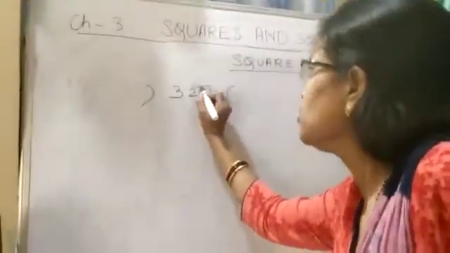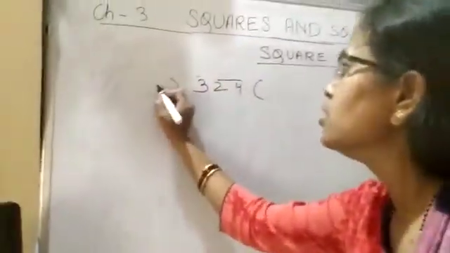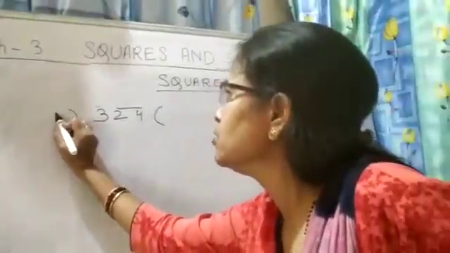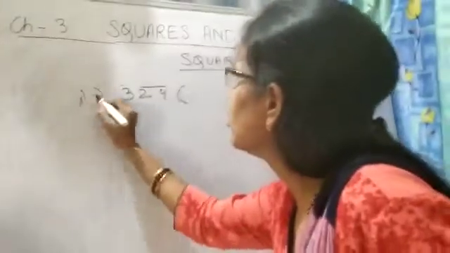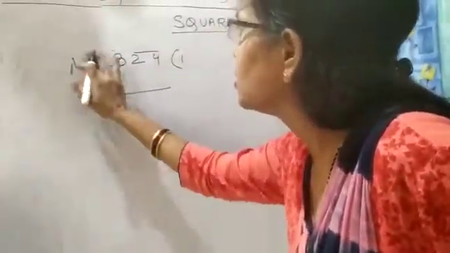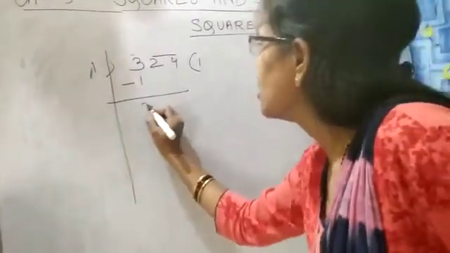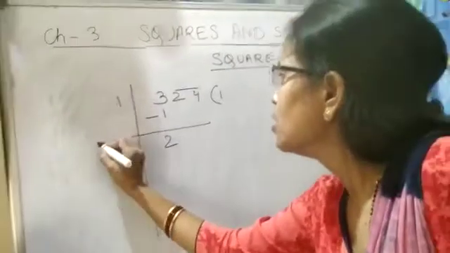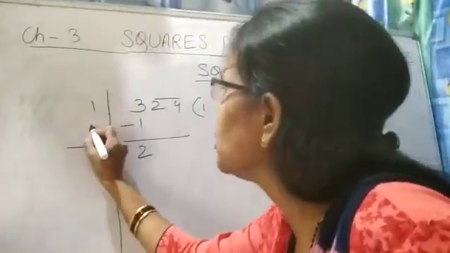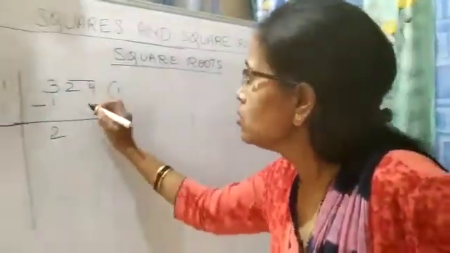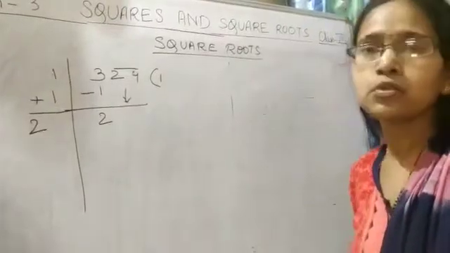So make pairs from the back side, and this is 3. By which number will we divide 3? By 1. So 1 1s are 1, and here 2 will be the remainder, and on this side you add the same number over here. So 1 plus 1, how much do you get? 2.